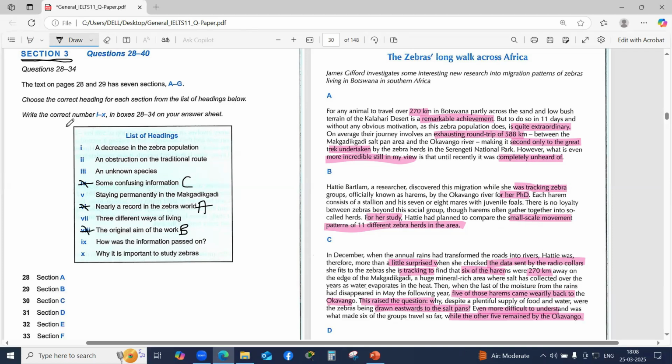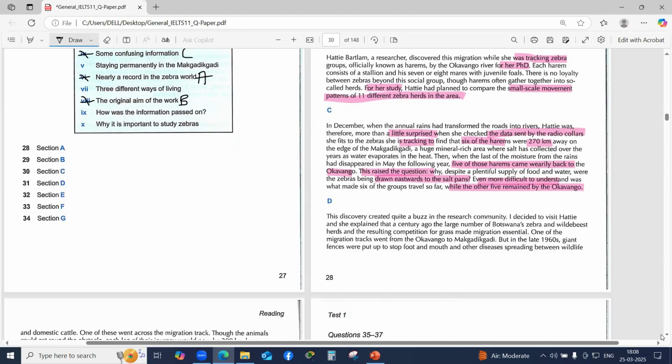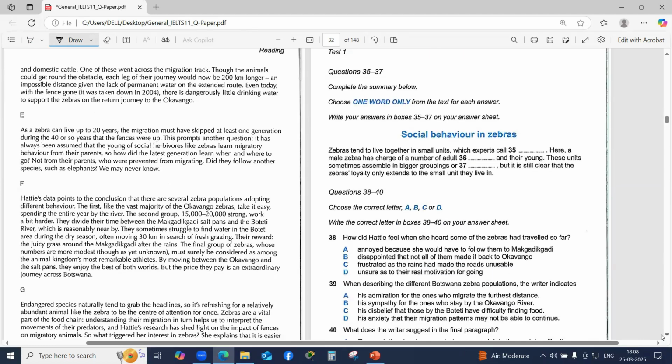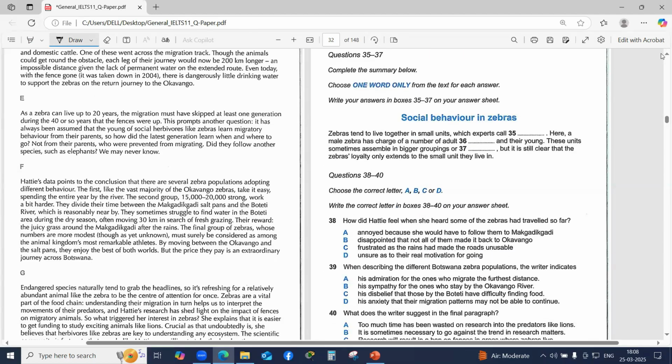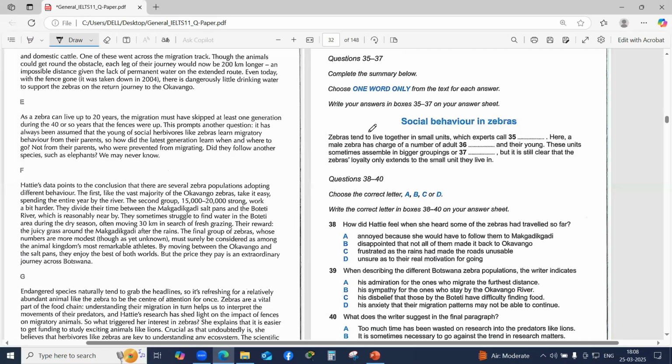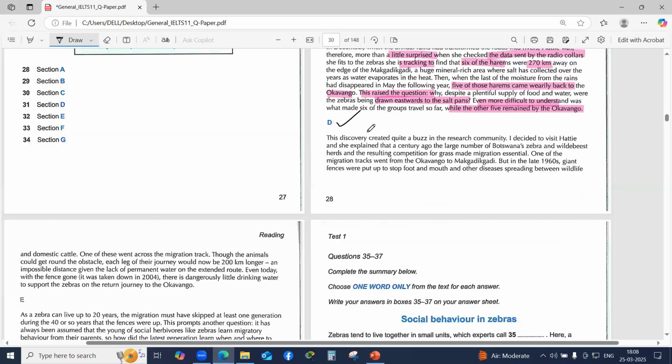Okay. Let's go and start solving D paragraph. Okay, D paragraph is still here. Now, this discovery, what she did, it created a certain buzz in the research community.